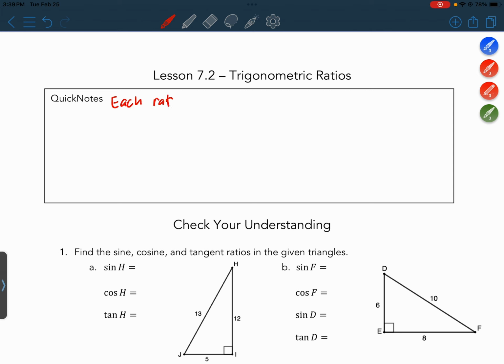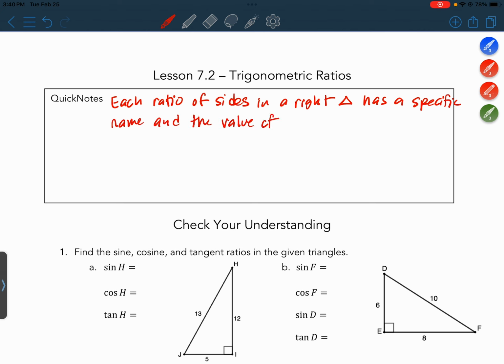So each ratio of sides in a right triangle has a specific name. And the value of the ratio is determined by the angle measure.